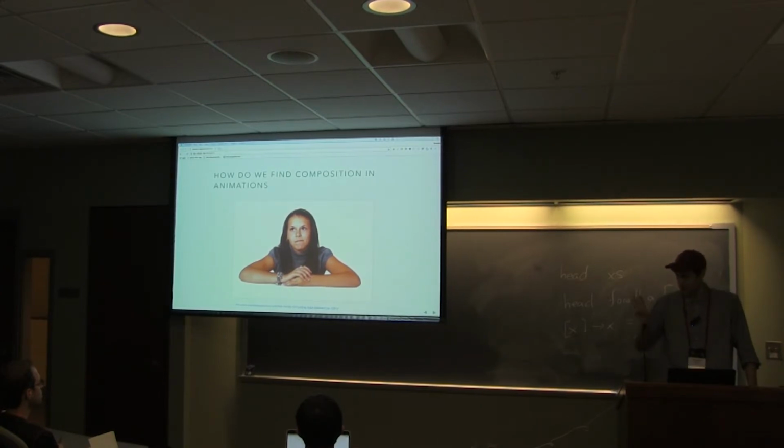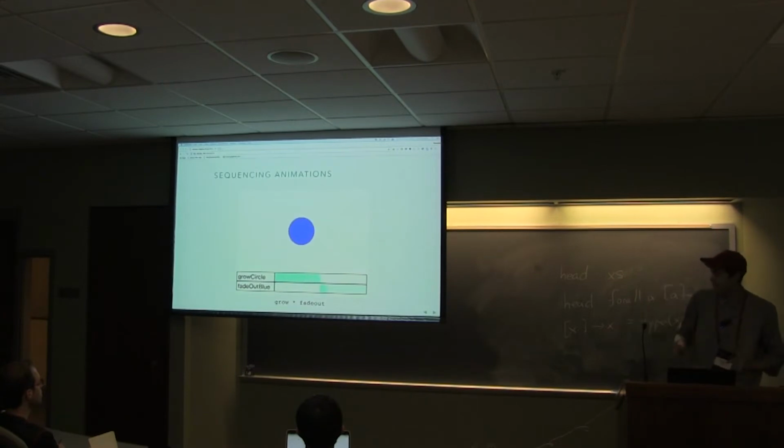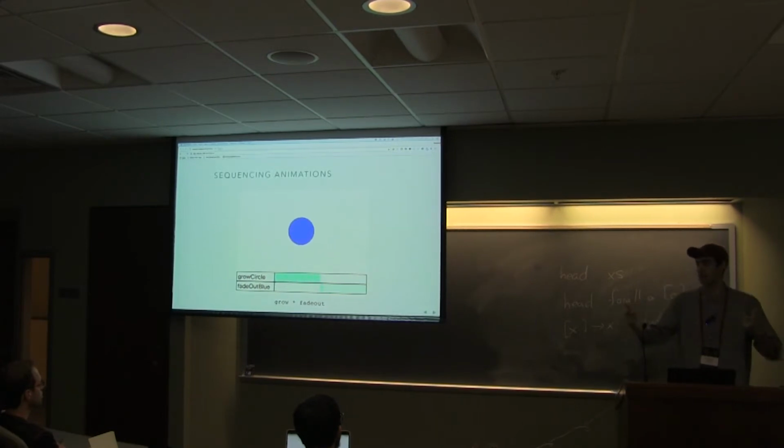I found 3 places where composition comes up. So I want to talk about those. Okay, so we can grow a circle. Think of that as an animation, right? We can fade out. That's an animation. If I grow and then fade out, then we can say that is a new animation. So what you're seeing is one animation that's composed out of 2.